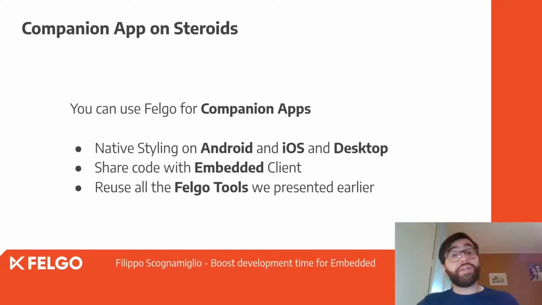But you can also have nice companion apps together with your embedded solution. So you can have the native styling on both Android, iOS, and desktop. And you can also share the same QML code that you have written for your embedded client if that's required. Also, you can reuse all the Felgo tools that we discussed previously.